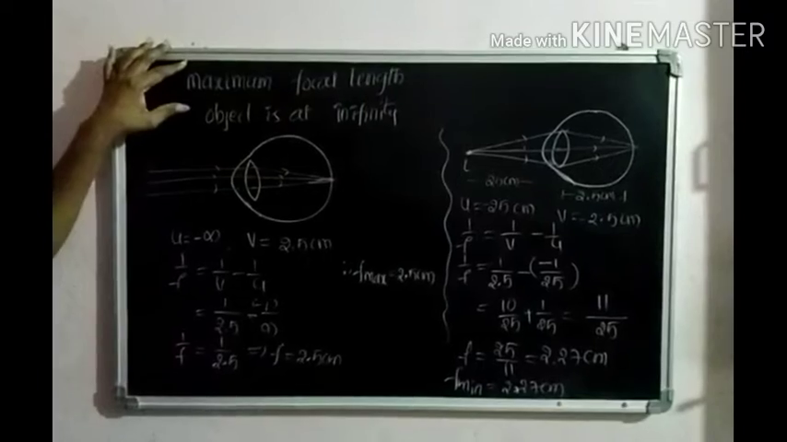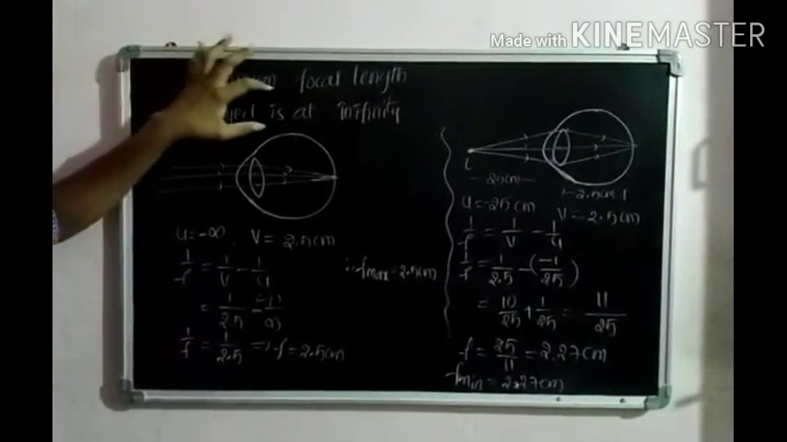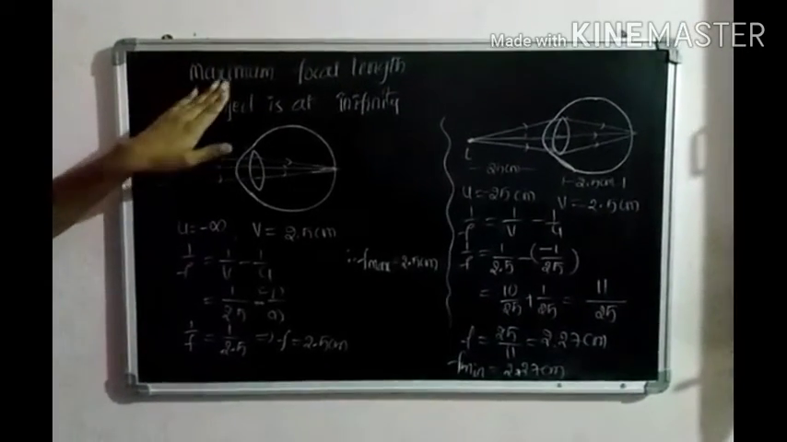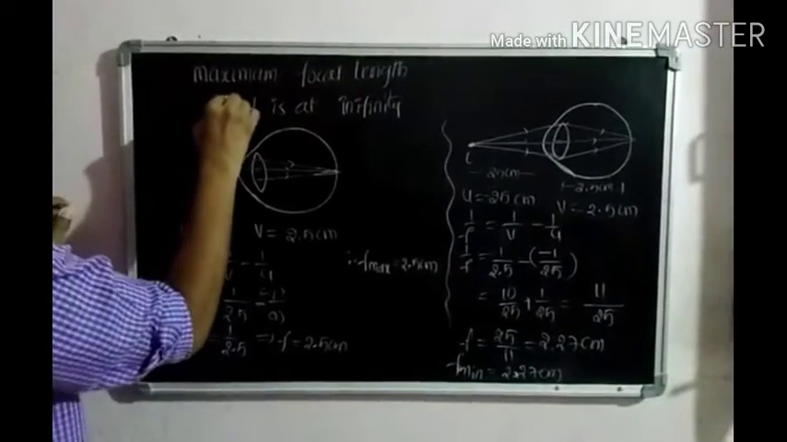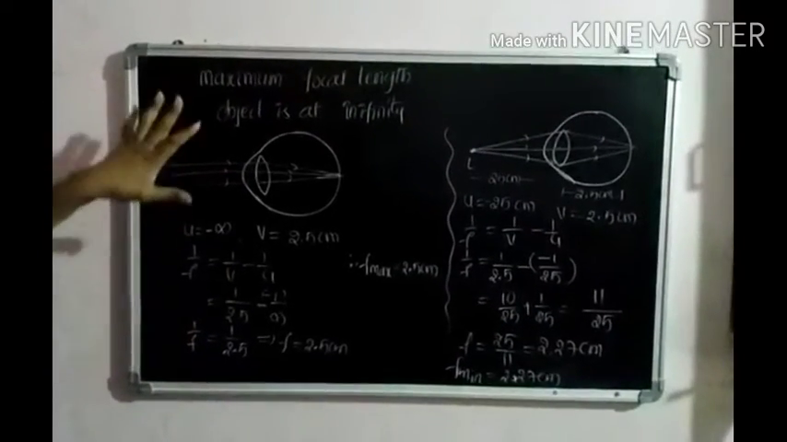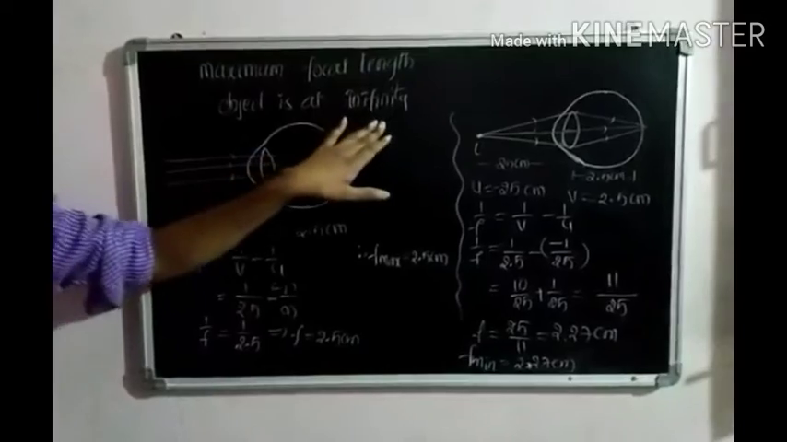Now, how to find maximum focal length of eye lens? Here we are observing two cases. One is the object is at infinity.